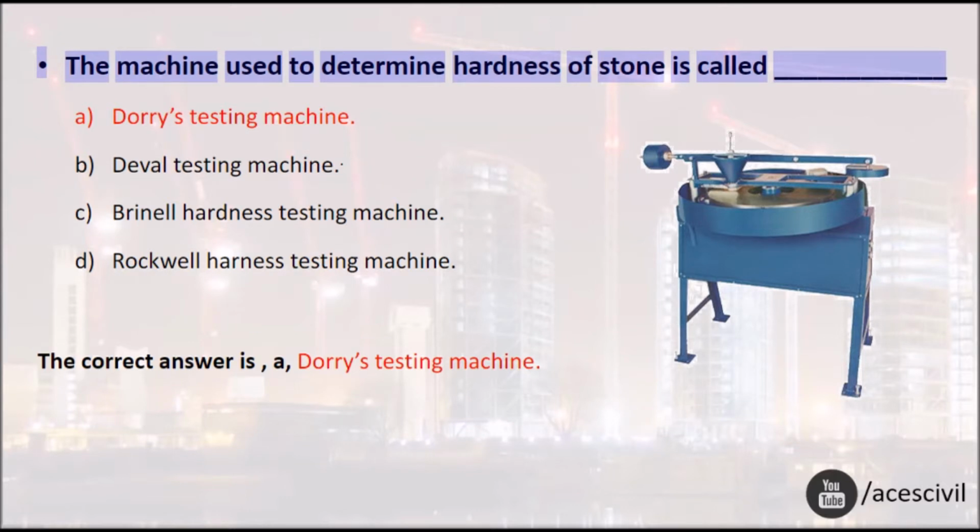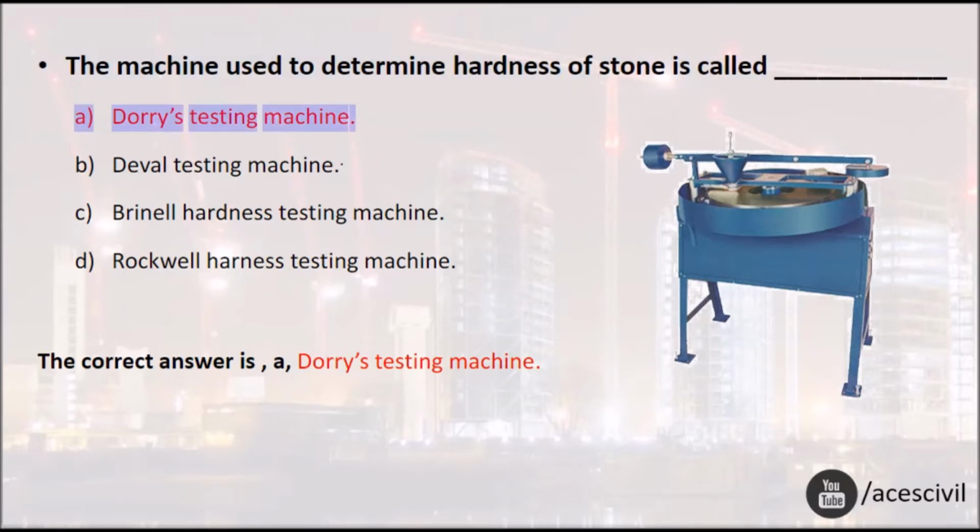The machine used to determine hardness of stone is called A. Dorry's testing machine, B. Duval testing machine, C. Brunel hardness testing machine, D. Rockwell hardness testing machine. The correct answer is A. Dorry's testing machine.